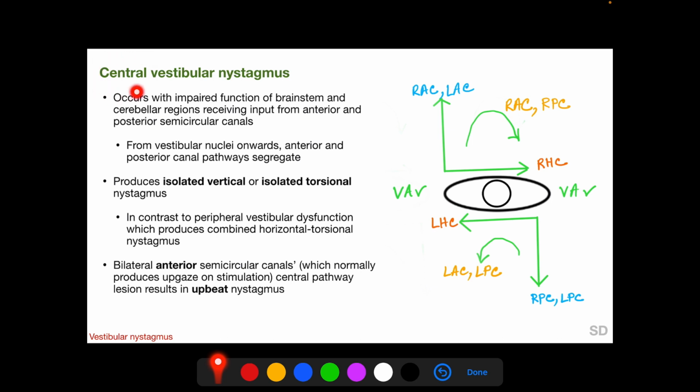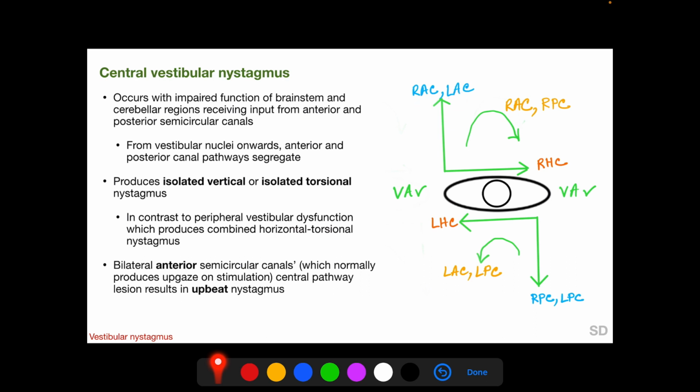We now come to central vestibular nystagmus, and this occurs with impaired functioning of the brainstem or the cerebellar or both, which receive input from the anterior and the posterior semicircular canals. In the central connections from vestibular nuclei onwards, the anterior and the posterior canal pathways segregate. Central vestibular nystagmus typically causes either an isolated vertical or an isolated torsional nystagmus, and this is in contrast to the peripheral vestibular nystagmus which we have just discussed, which is characteristically a combined horizontal torsional nystagmus.